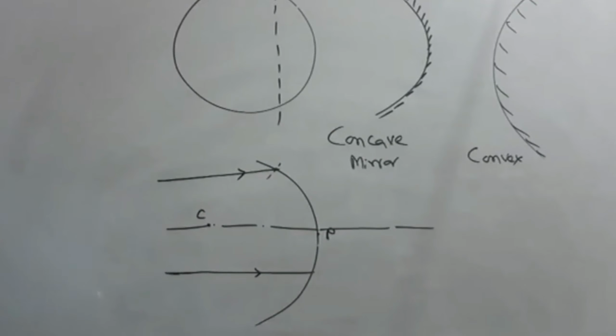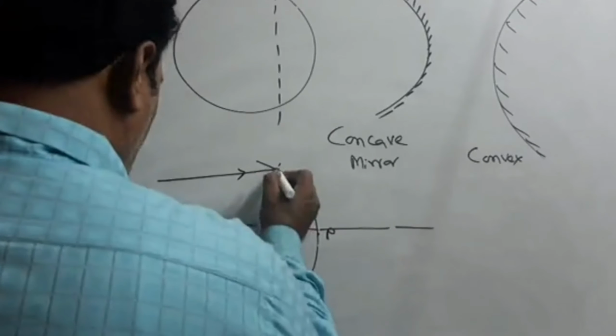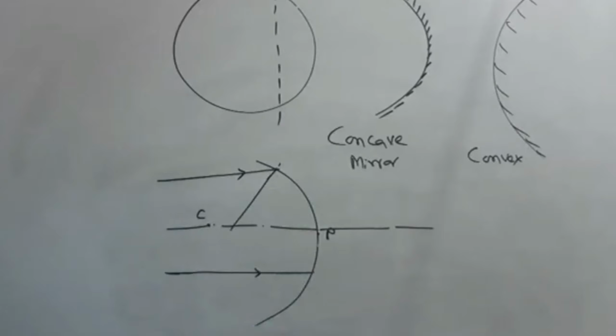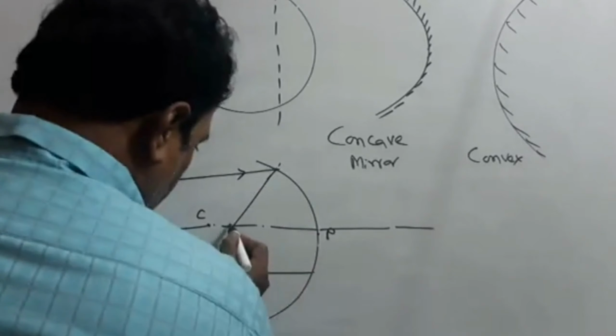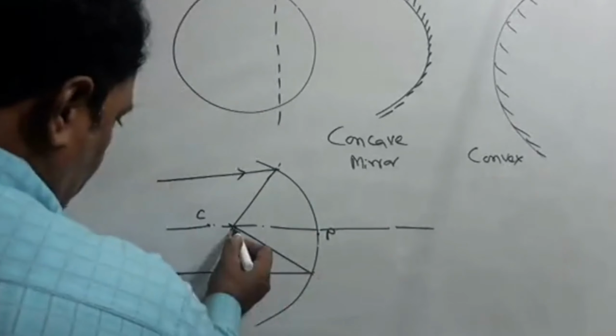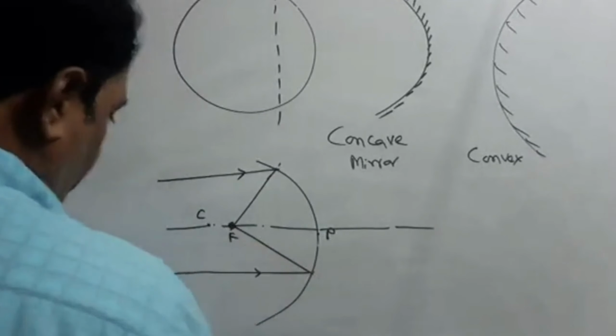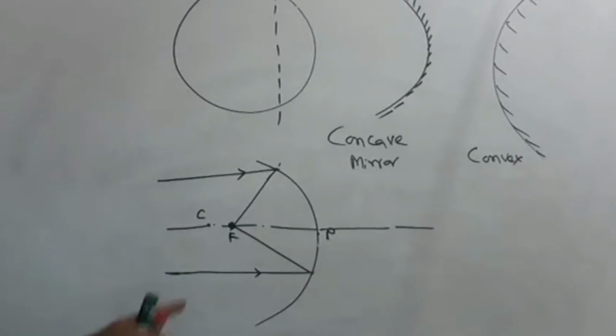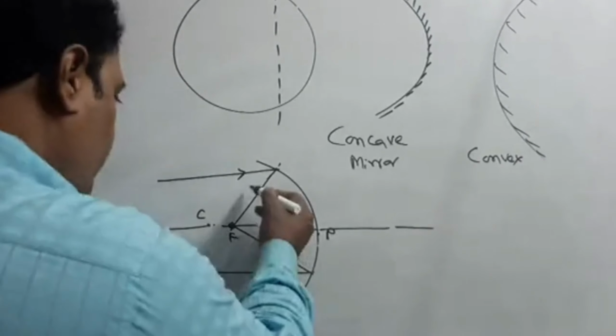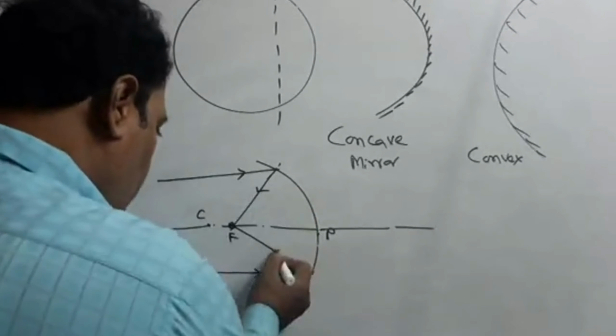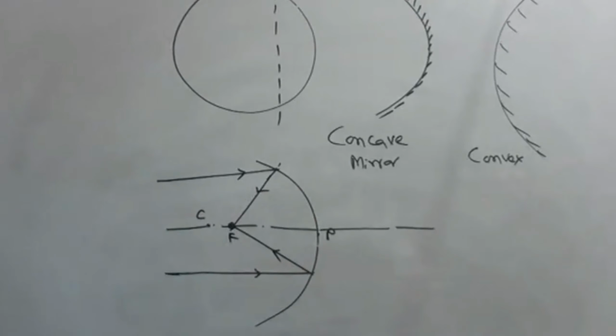For example, suppose this ray comes like this, and this one comes like this, then I can say here also let it be in this manner. These are able to intersect at this point. Let it be the principal focus. Hence I can call this reflected, this is also reflected.